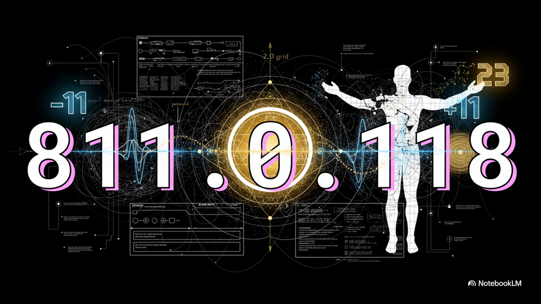811.0.118. It's basically a quantum summation. Think of it like this. -11 is the past, plus 0, which is the Signo portal, plus 11 for the future. Throw in the observer witnessing the whole transit, and mathematically, you hit exactly 23. According to the texts, this actually quantifies the soul's exit from that old 2.0 grid.